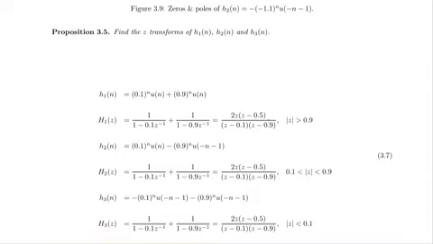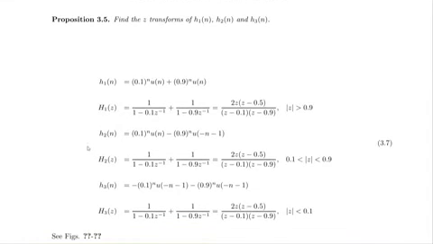The greater radius for the pole is related to 0.9, so abs of z greater than 0.9 and abs of z greater than 0.1 will result in abs of z being greater than 0.9. Okay?